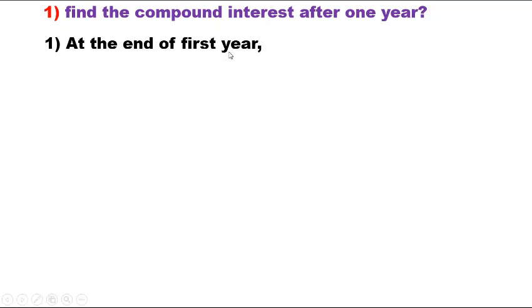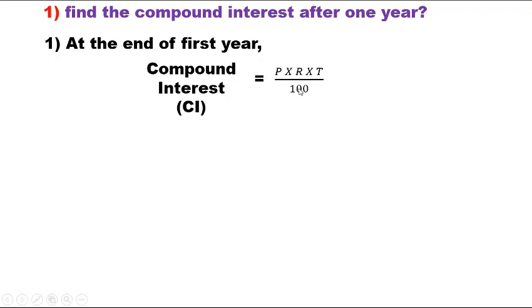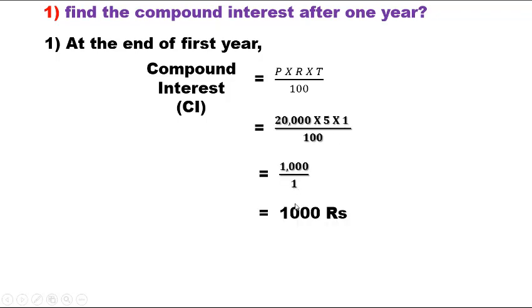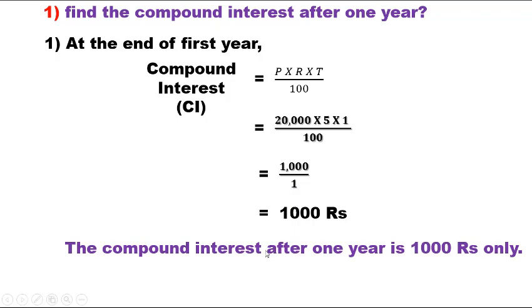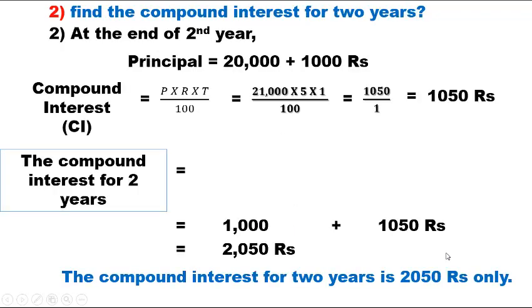At the end of the first year, interest is equal to P into R into T divided by 100. Here principal is 20,000, rate of interest is 5% and T is 1 year. Therefore, 20,000 into 5 into 1 divided by 100 is equal to 1000 rupees. The compound interest after 1 year is 1000 rupees only.